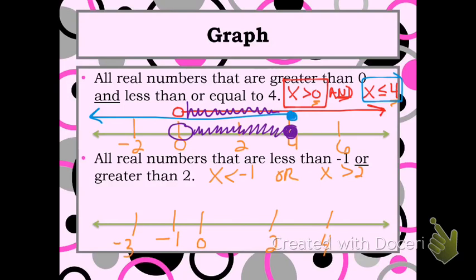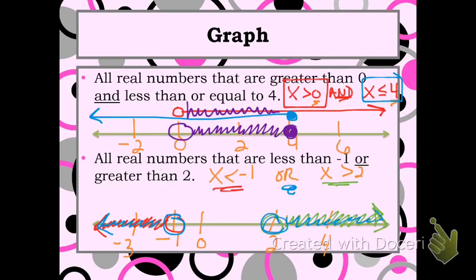X is less than -1. That's an open circle because -1 is not included. The numbers smaller than -1 go off to the left. And then we'll also graph x is greater than 2. 2 is not included because there's no equality symbol, and the numbers bigger than 2 go off to the right. Both of those together are your answer. Again, or does not mean overlap like and does. It just means one or the other. So our final answer is just to take both of these things together.